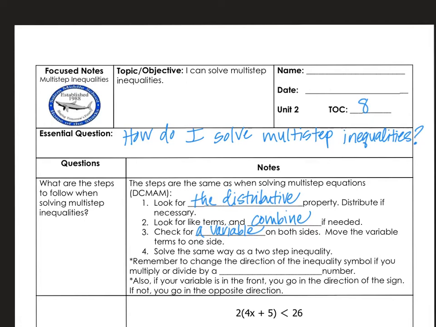So we would need to get rid of the constant if there is one, and then get rid of the coefficient of the variable if there is one. Remember to change the direction of the inequality symbol if you multiply or divide by a negative number. And then also, if your variable is in the front, you go in the direction of the sign. However, if it's not in the front, since the variable is the boss, you would go in the opposite direction because you wouldn't listen to it because it's not in the front.